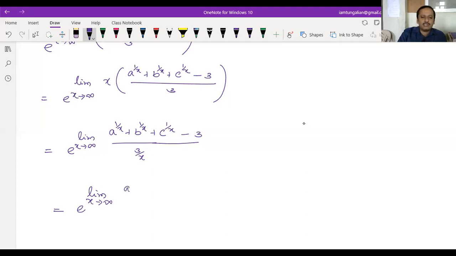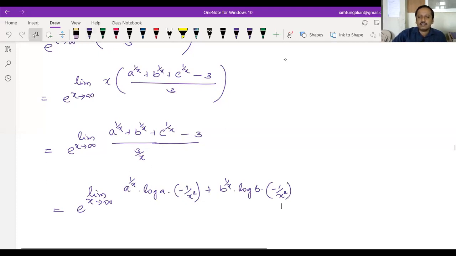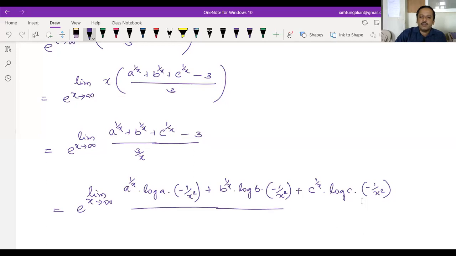Derivative of a power 1 by x is a power 1 by x into log a into the derivative of 1 by x, which is minus 1 by x square. Similarly, the derivative of b power 1 by x is b power 1 by x into log b into minus 1 by x square. And in the same way, the third term will give us c power 1 by x into log c into minus 1 by x square. Minus 3 is there, whose derivative is 0. Denominator 3 by x, its derivative will be minus 3 by x square.